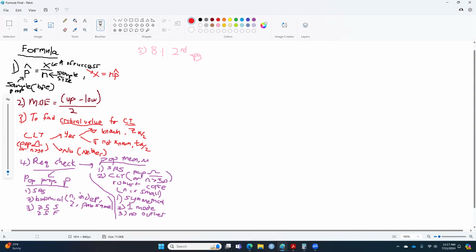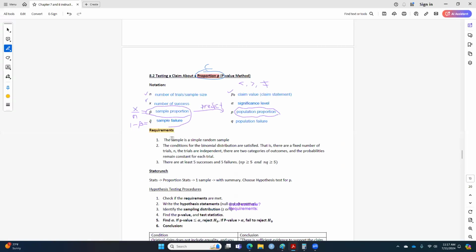I just copy and paste it from that page. So it has to be a simple random sample, binomial, at least 5 success and 5 failure. So this is exactly the same as 7.1. Okay, so you were asking that.